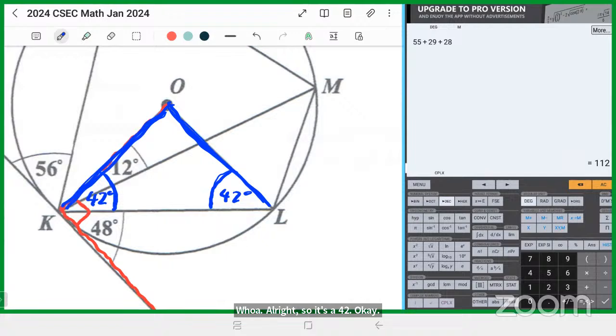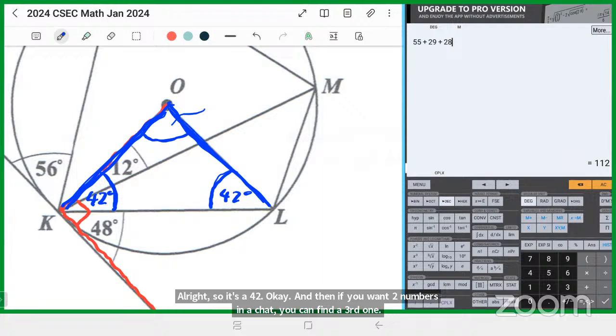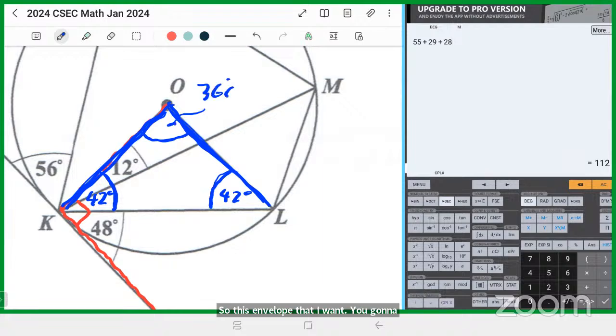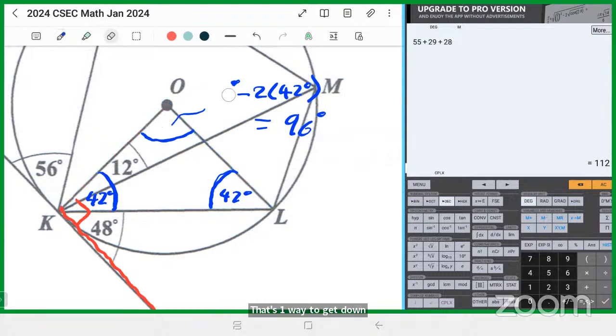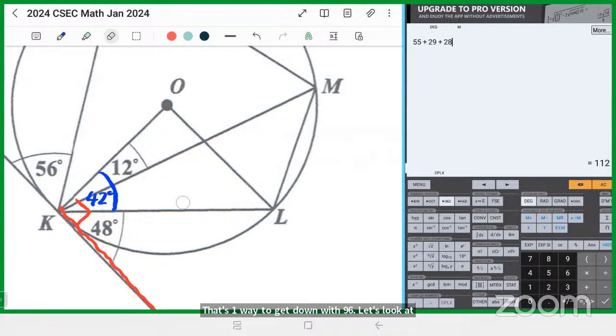And then if you know two angles in a triangle, you can find the third one. So this angle up here that I want is going to be 360 degrees, not 360, sorry, 180 degrees in a triangle. 180 degrees minus 2 times 42. It's going to work out to 96, right? Subtracting 84. That's one way to get the angle, 96. Let's look at another way. More maths equals better maths. Let's look at another way.